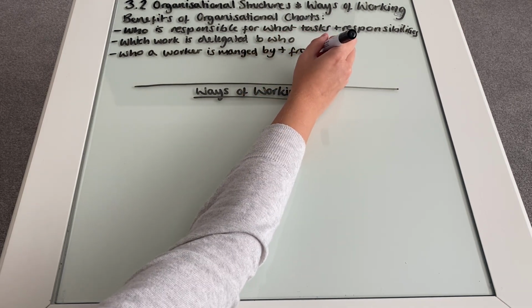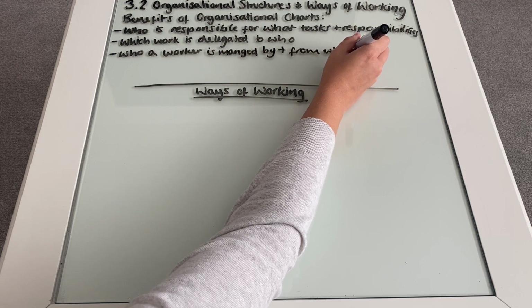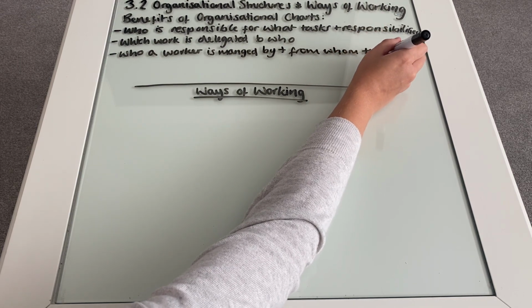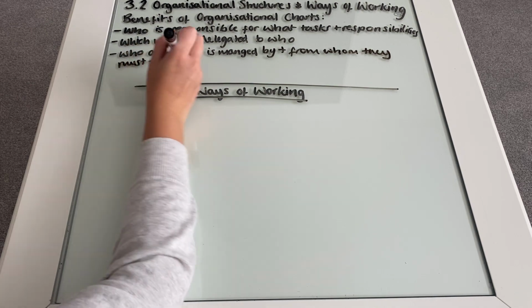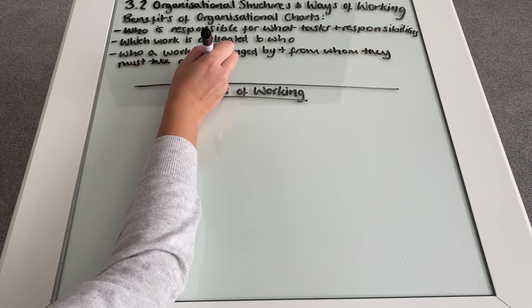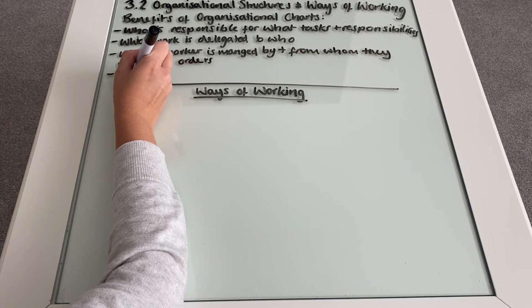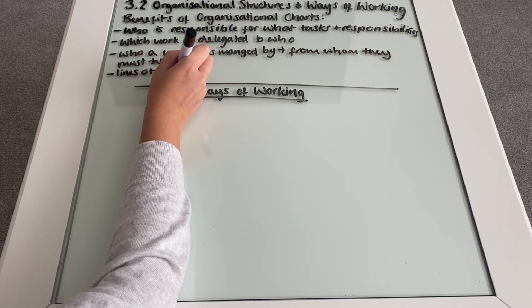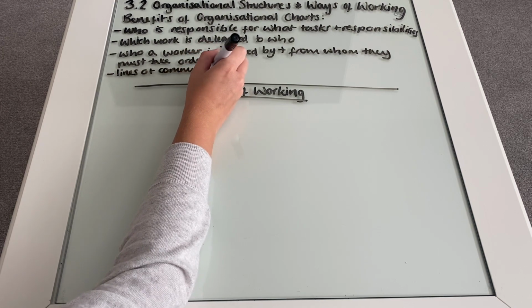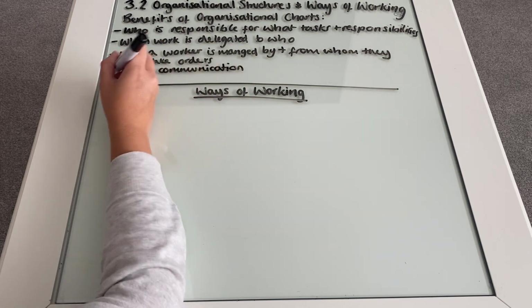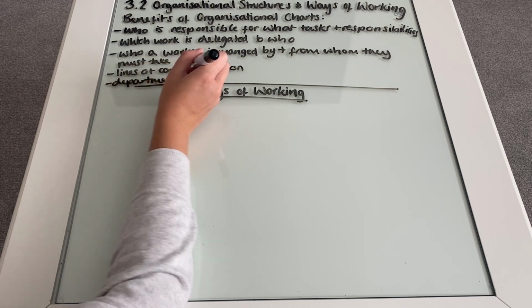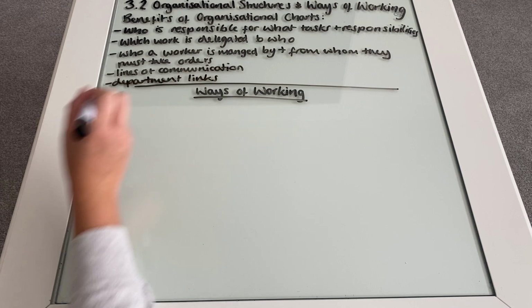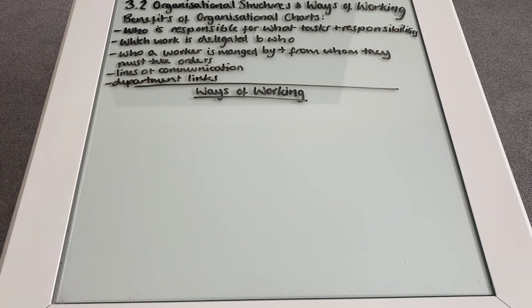And from whom they must take orders. Shows lines of communication. And shows department links. So like I just showed you, it's really important when something goes wrong that we know all of that information so that we can trace back who is accountable.